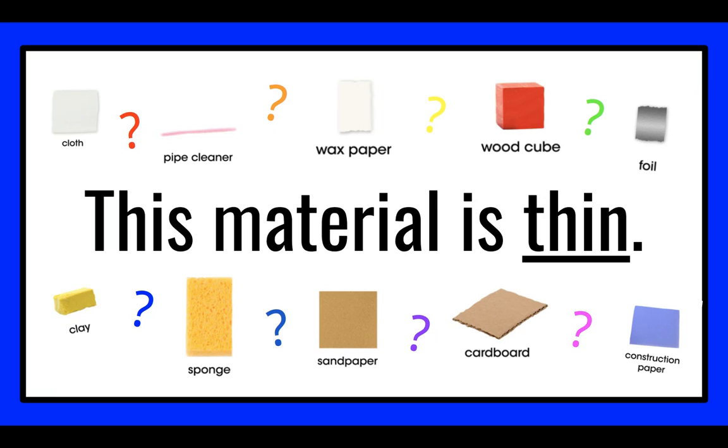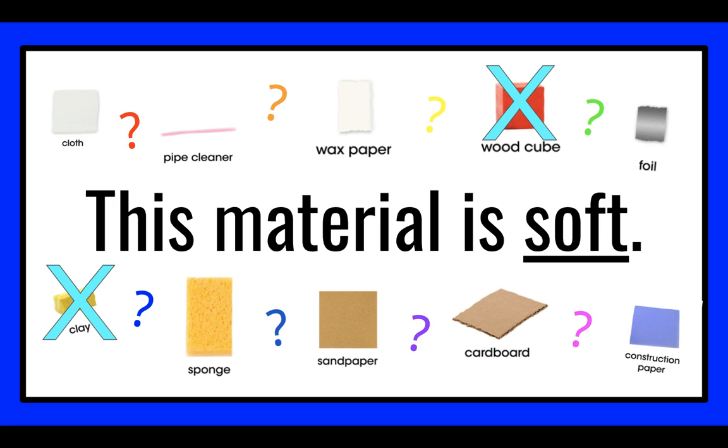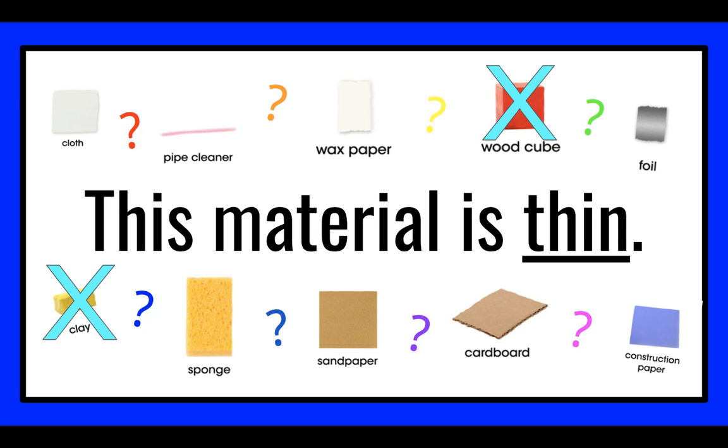Let's try one more. This material that I'm thinking of is thin. So take a look at all of those materials. This material is thin. So when I think about these materials, I want to cross out all the ones that are not thin to start with. So the wood cube, not thin. Clay, not thin. That's only 2. I could only cross out 2. The rest of these objects here are pretty thin, so I've got 8 objects left.